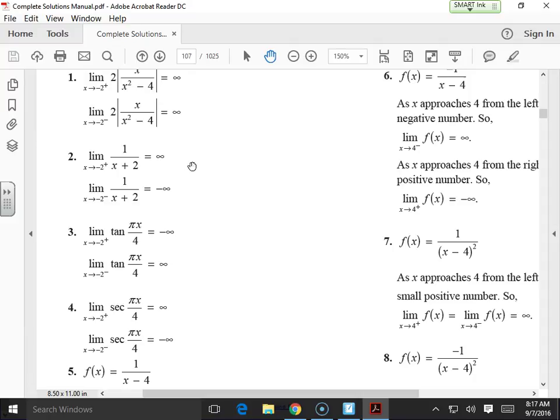2 from above would be positive infinity. 2 from below would be negative infinity. If you needed it, the overall limit would be infinity.